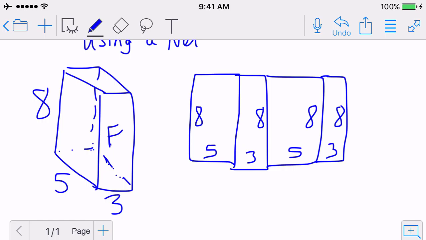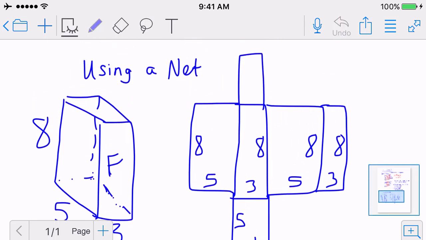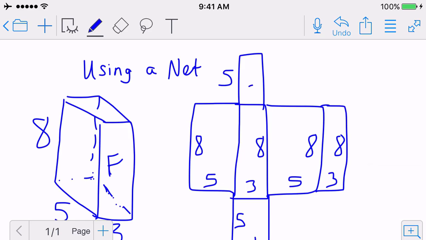And then I need the top piece and the bottom piece. So I'm going to attach those to my front. And those, they also extend back 5. So this is going to be 5. This stays 3. And back off this way too. Also going to be 5 and 3.